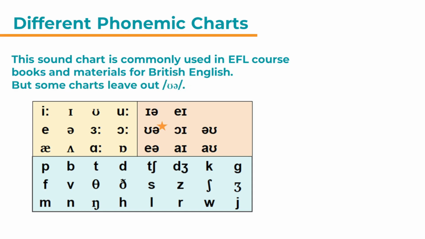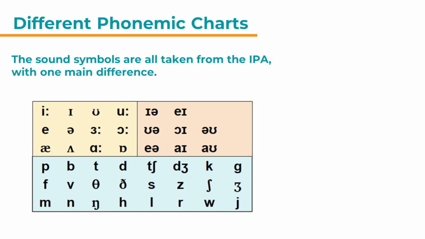Now sometimes some of the charts leave out one of the diphthongs, the one where I put the asterisk. And so that would be only 43 sounds and not 44.